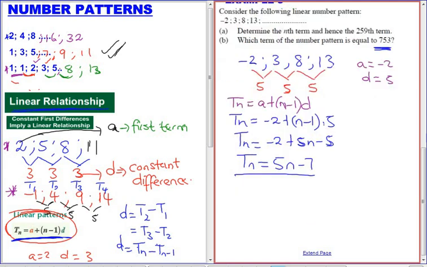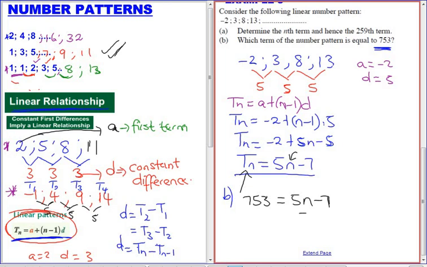So for B, you want to find that 753 is in place of the term, is the term itself. So if it is the term, you substitute it in place of Tn. If it was the position, you are going to substitute it in place of n. So you first of all have to check the numbers you are given, whether they are positions or terms. 753 is actually a term itself. So it goes in place of Tn, right? And then you go and put that in.